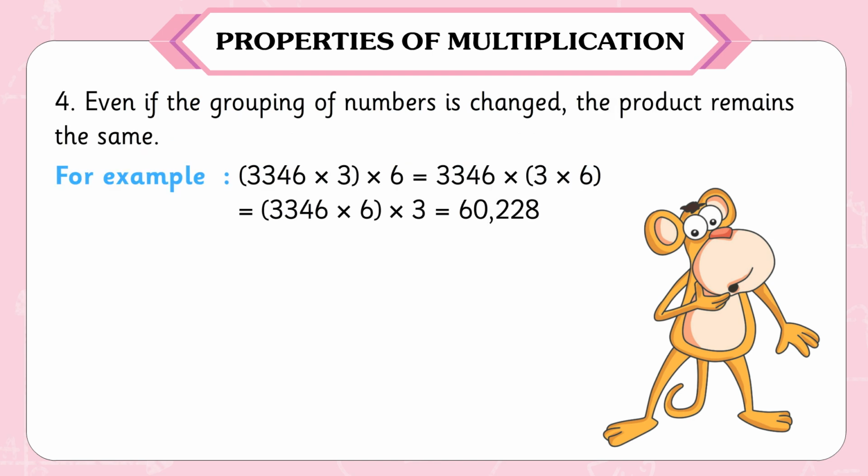4. Even if the grouping of numbers is changed, the product remains the same. For example, 3,346 into 3 into 6 in brackets is equal to 3,346 into 6 in brackets into 3 is equal to 60,228.